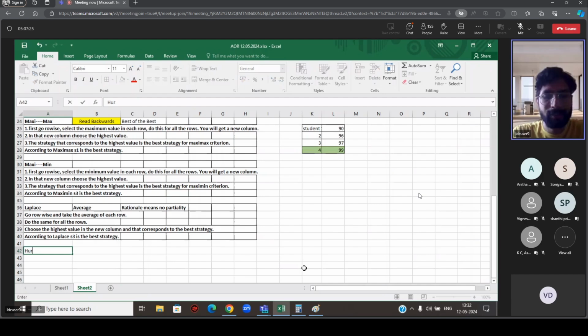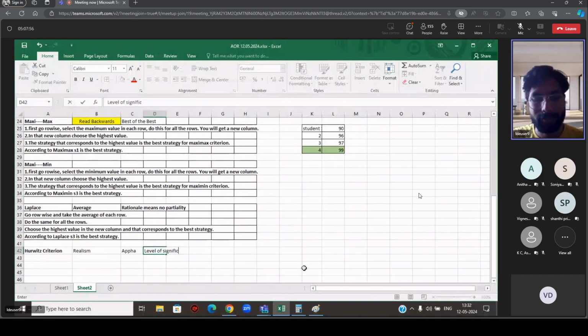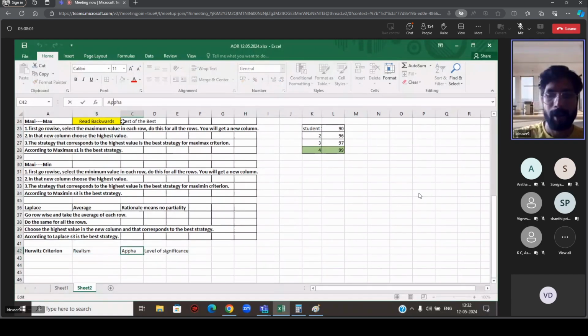Then you have something called the Hurwitz criterion, the criterion of realism. So how do you do that? Realism means there is something called alpha. What is that alpha? Level of significance.